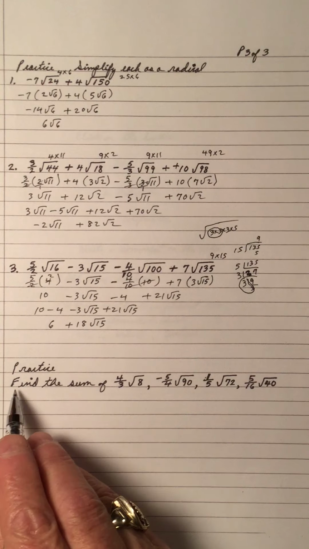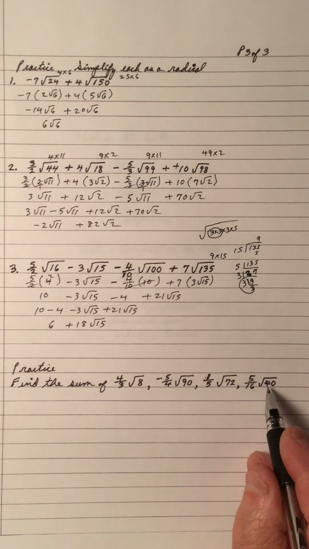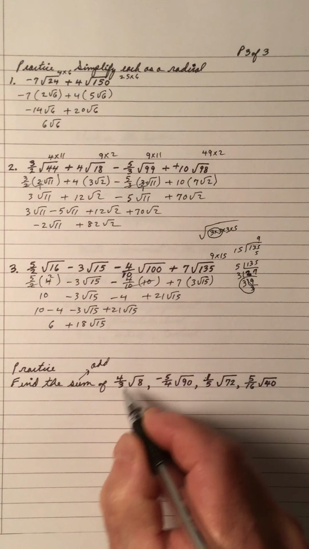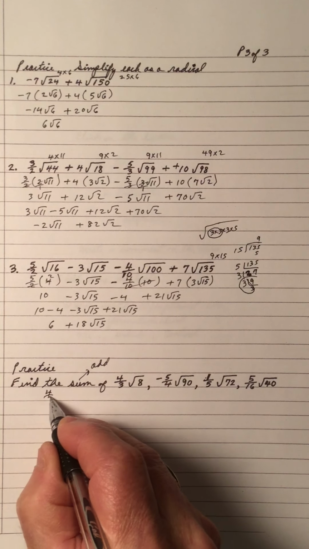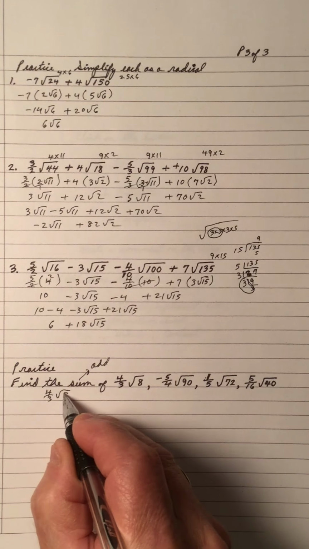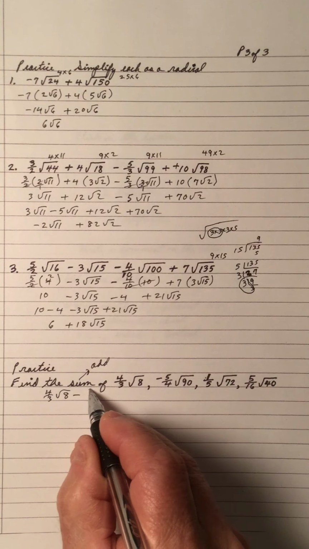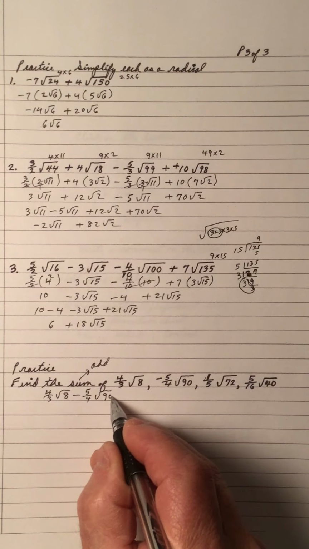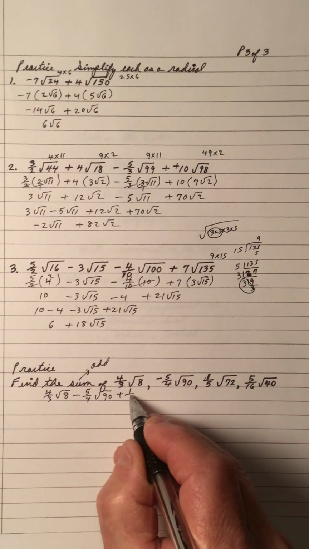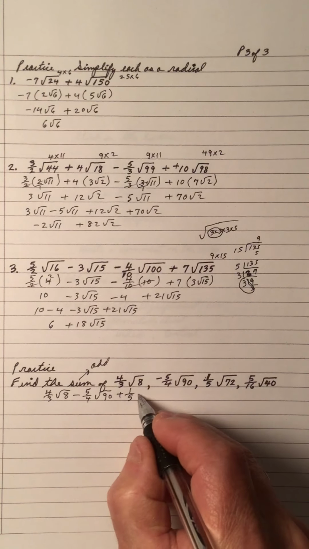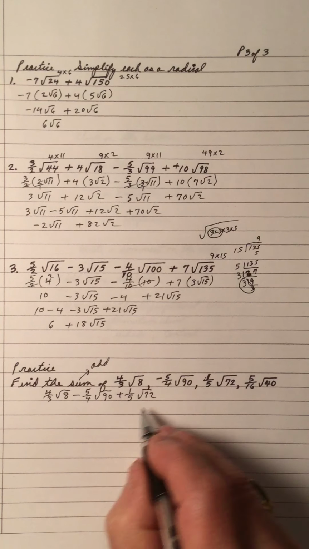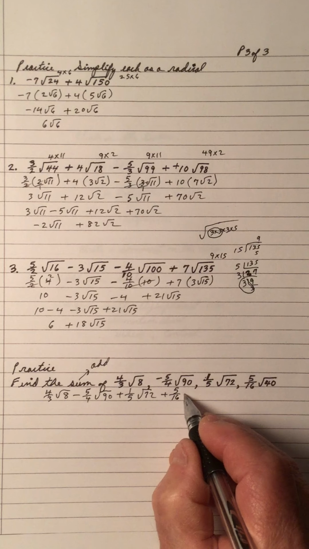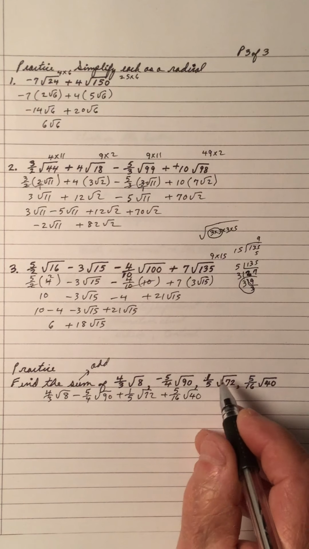And practice. Find the sum of all of these. Sum means, when we say sum, we mean add them together. So we got 4 over 3 root 8, negative 5 over 4 root 90, plus 1 over 5 root 72, plus 5 over 16 root 40. So we're adding them all together.